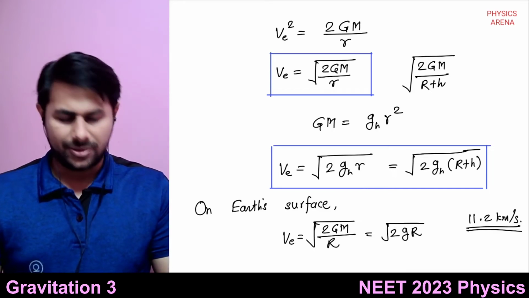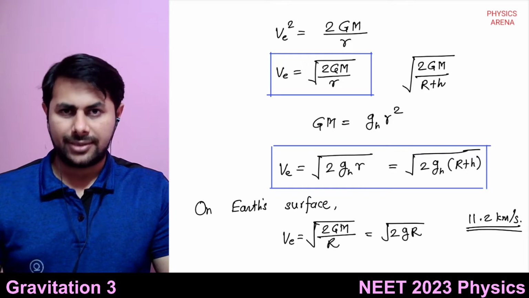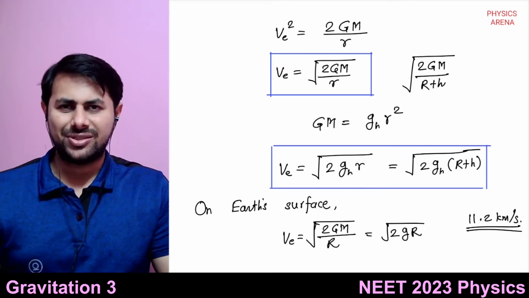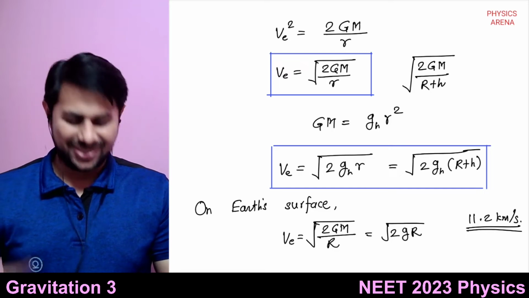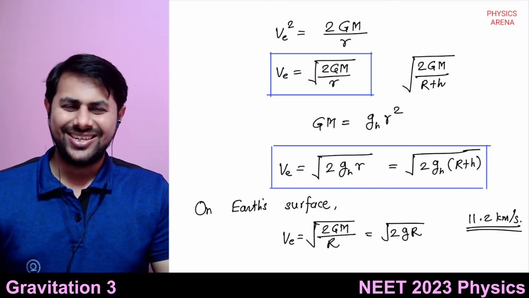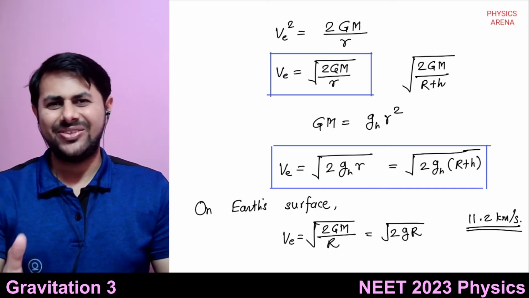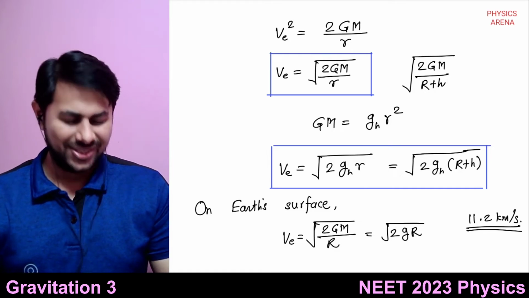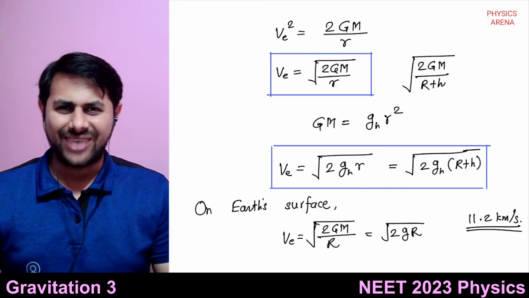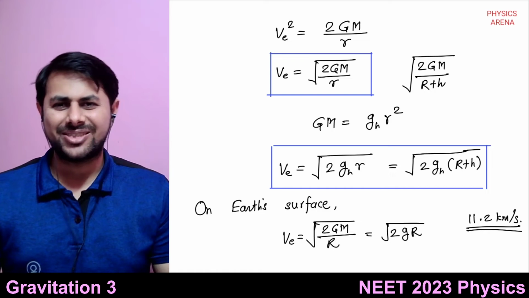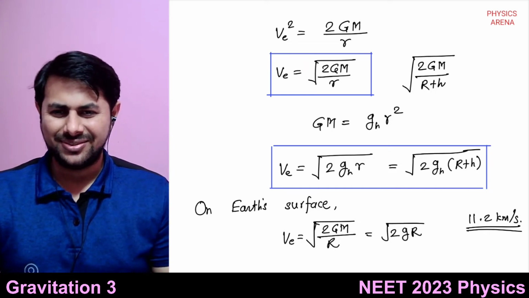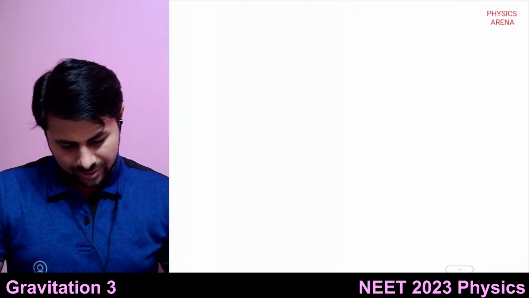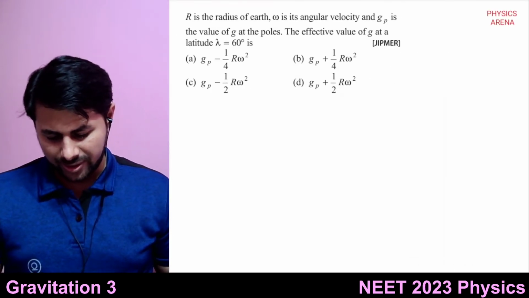on Earth's surface. Okay, so the escape velocity, the velocity with which some object must be thrown, or some person whom you dislike, the velocity with which that person must be thrown such that he will never come back, is 11.2 kilometers per second. So got it? Yes, no? Now let us see some problems based upon this.